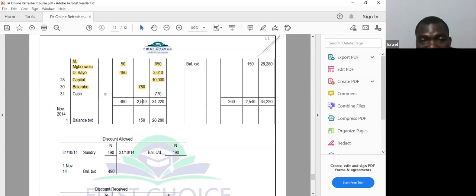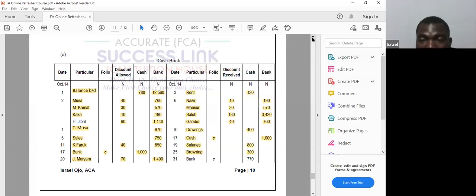Now, this 2,540 minus the amount that you have gotten on the credit side, which is 1,620, will give us a total of 920. So it means that before it banks any money, the total cash within was what? Was 920. Now that you have banked money, the total cash that you left is 150. But it means that 920 minus 150 will give us 770. And that 770 is the amount of cash that was banked. Now, because it involved cash and bank, that is what we call contra entry. Because it involved both cash and bank, we call it contra entry.